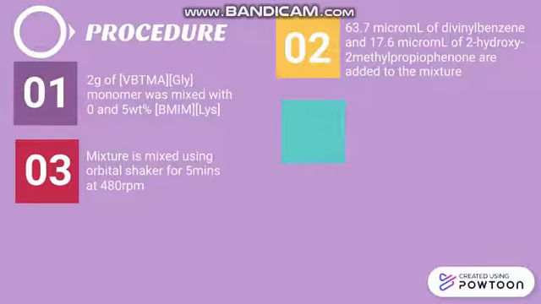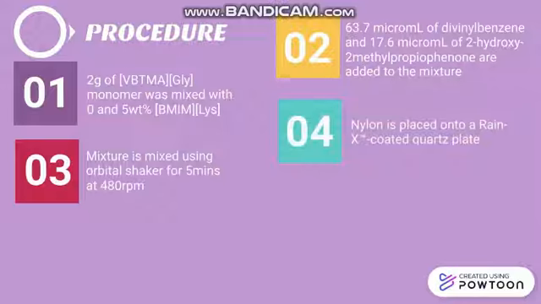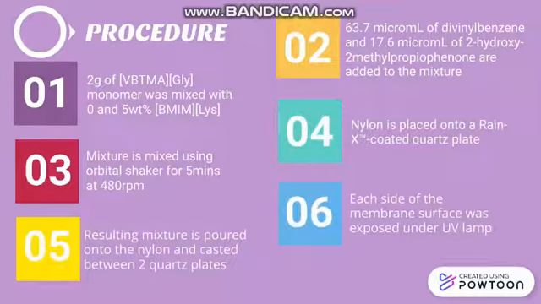Firstly, 2 grams of VBTMA glycine monomer was mixed with 0 and 5% of BMIM lysine respectively and was stirred. Secondly, 63.7 microliters of divinylbenzene and 17.6 microliters of 2-hydroxy-2-methylpropiophenone are added to the mixture via micropipette. The resulting mixture is mixed thoroughly by using an orbital shaker for 5 minutes at 480 rpm.